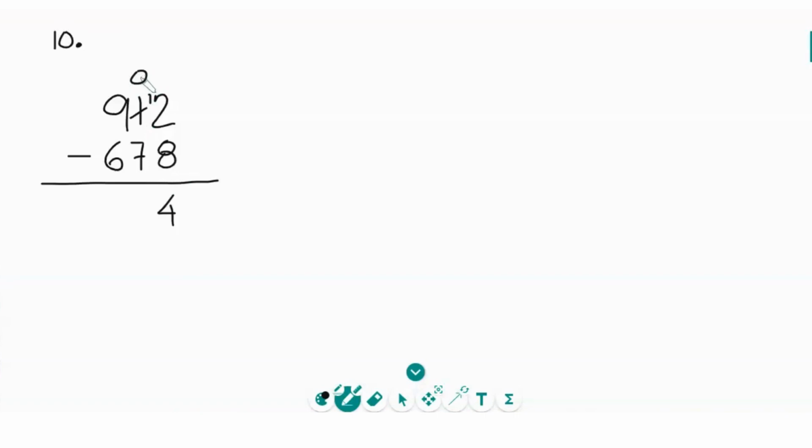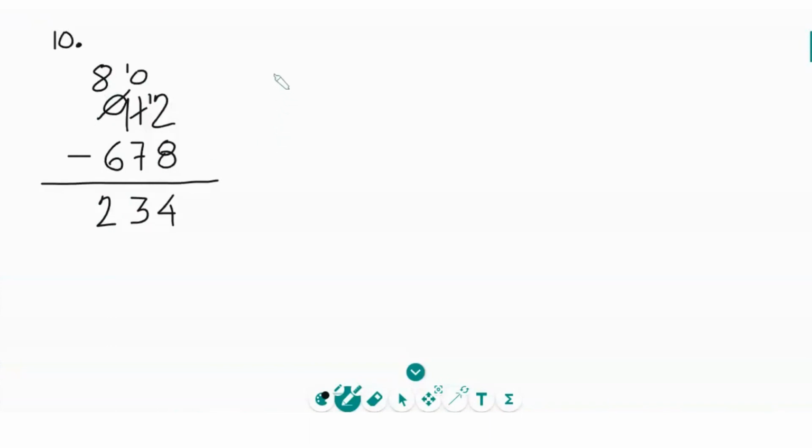And if we go to the next one, we have 0. So 0 is far from 7. So 0 will become 10 because we're going to be borrowing 1 from 9, and 9 will become 8. So 10 minus 7 will give us 3 and 8 minus 6 will give us 2.